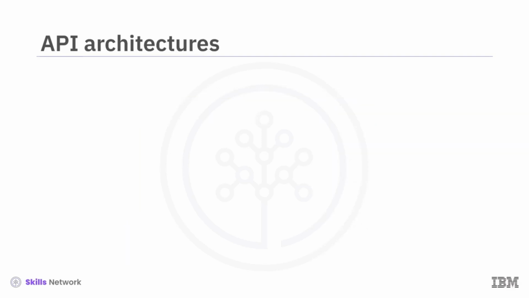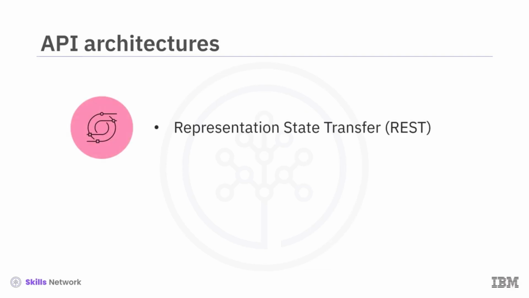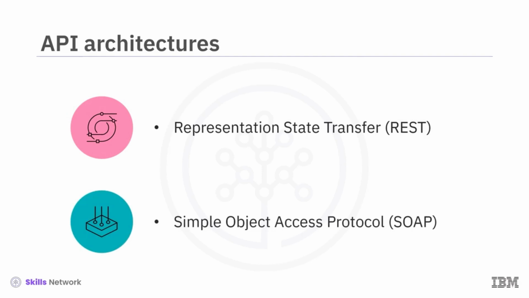There are several architectures software developers follow to create an API, but the most popular is Representational State Transfer, or REST, or Simple Object Access Protocol, or SOAP. These architectures will be discussed in another video.